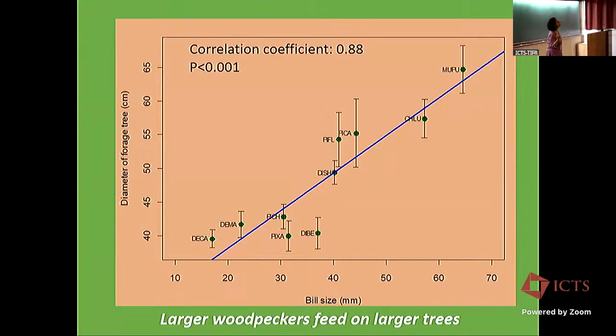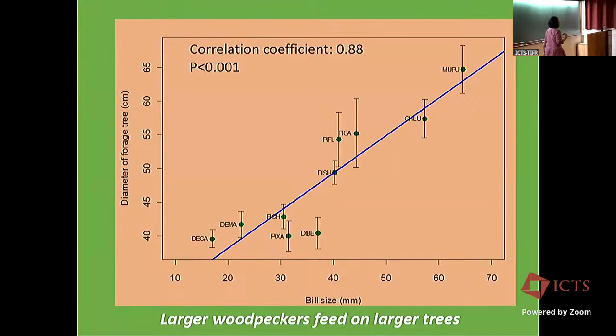So is it an increasing trend or a declining trend? Increasing, right? And the correlation is very high. It is also significant at p equals 0.001, right? So each of these dots indicates a species. And again, the plots show the variance around that particular species in terms of the diameter of tree that it feeds on. But on the average, you can see that the larger woodpeckers feed on larger trees.